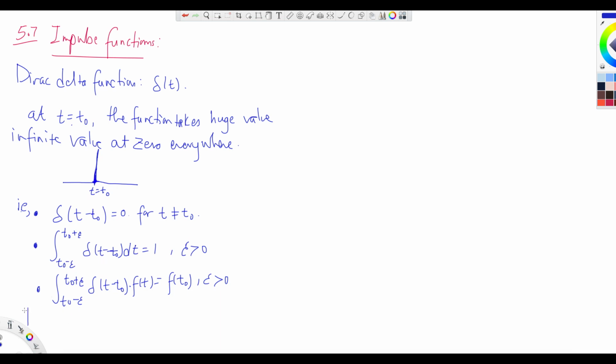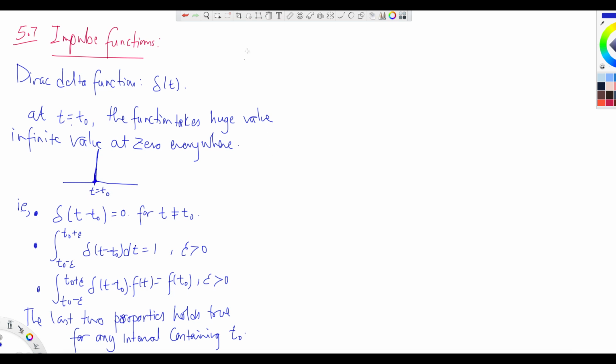The last two properties hold true for any interval containing t0. That's what you get.